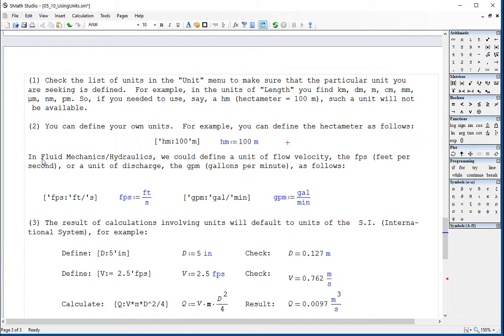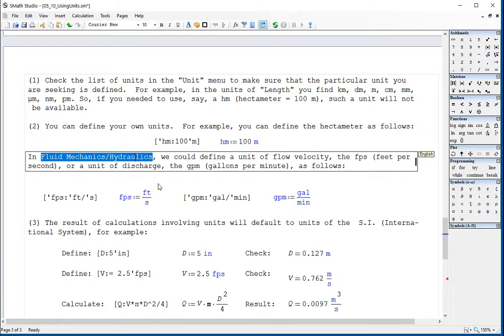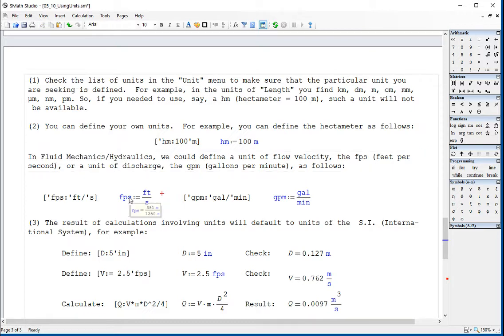In fluid mechanics, hydraulics, in civil engineering, we're constantly using feet per second, and we call it FPS, and gallons per minute, particularly in the U.S., right? And so I define those units which are not available beforehand.